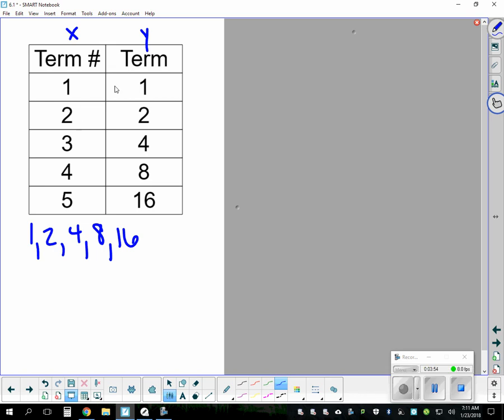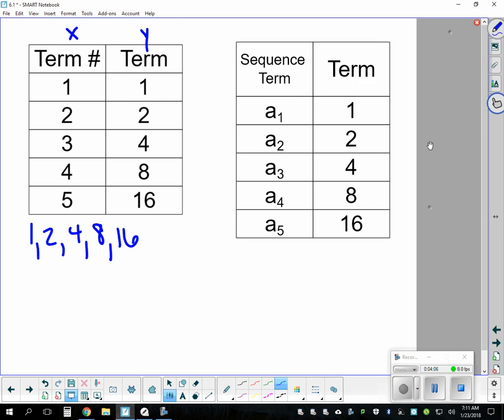Now what we're going to do is write these term numbers differently. This is where it gets a little different, so make sure you're catching this. An alternative way to write it is like this. And instead of term number, we call it the sequence term. So sequence term is the same thing as term number. So all this means is we have some sequence A, and the sequence is 1, 2, 4, 8, and 16.